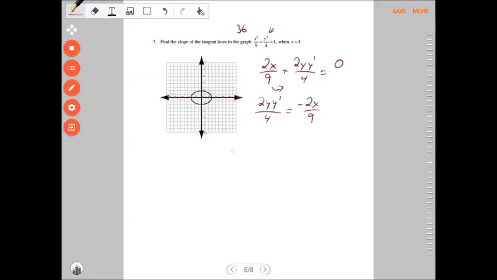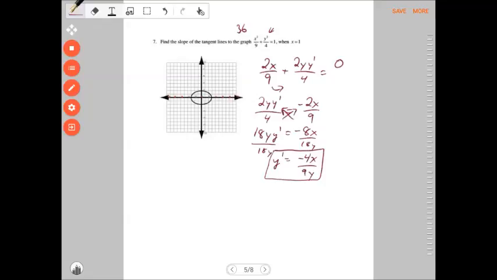To solve these now, we just cross multiply. So this would be 18y prime equals negative 8x. Again, solving for y prime, divide by 18 on both sides, and y prime equals, well, there's a common factor of 2 here, so negative 4x over 9y. There is our derivative. That's going to be the slope of the tangent lines.